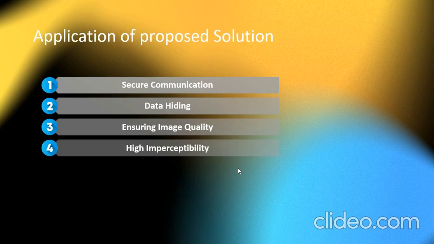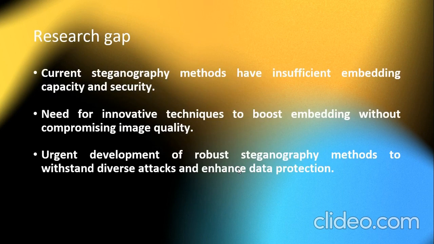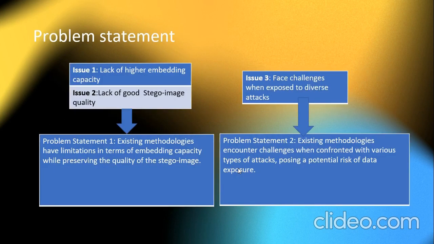Application of our proposed solution: we can secure our communication, we can hide data, and we can ensure image quality with high imperceptibility. Research gap. Current steganographic methods are insufficient in embedding capacity, security, and image quality, and there are not enough robust steganography methods also. We identified some problem statements from the issues.